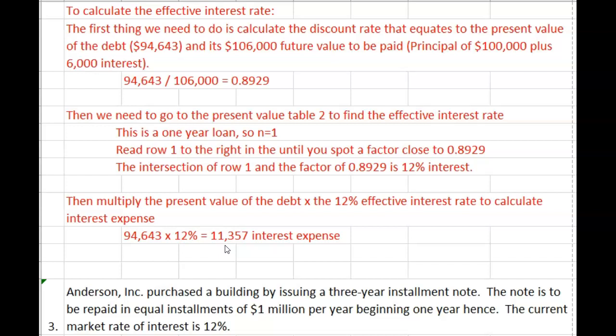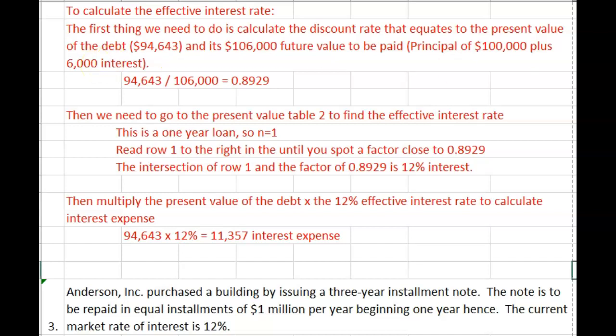Let's pick out the numbers that we're going to need to do the journal entry to pay off the loan and record our interest expense. We know our interest expense is $11,357. We know that we're going to have to make a check payable to the maker of the note for $106,000.